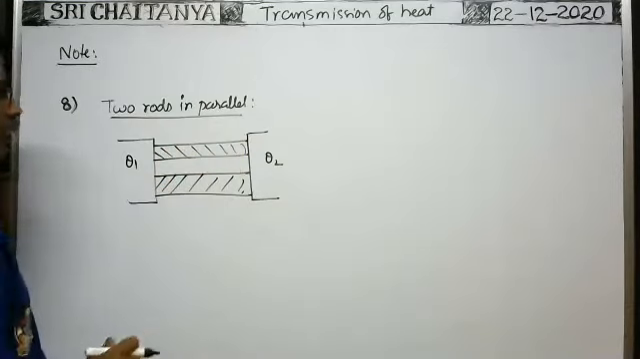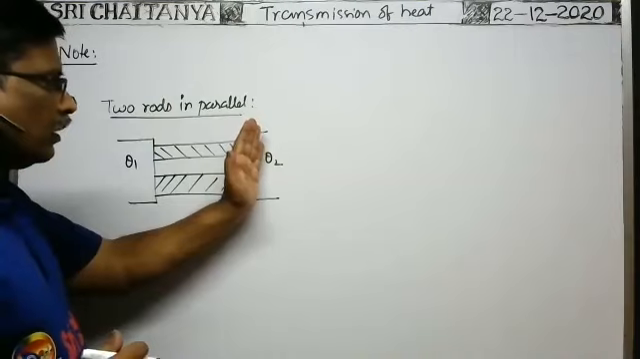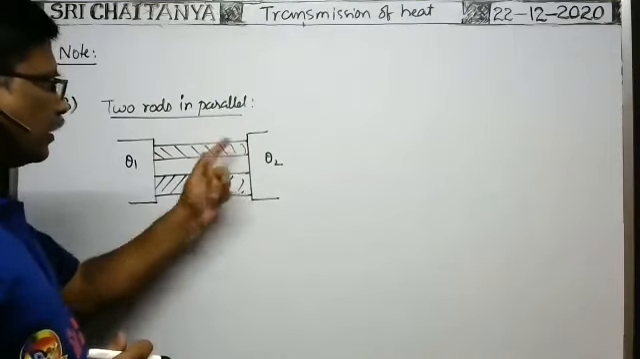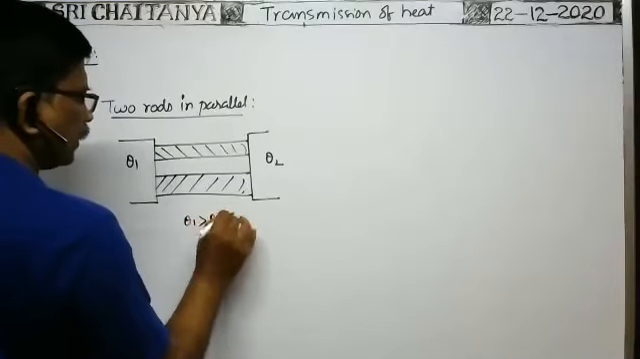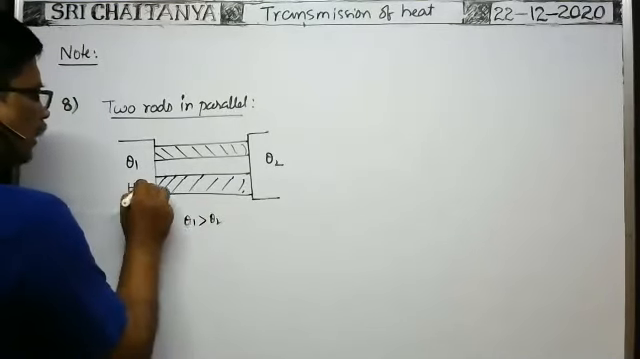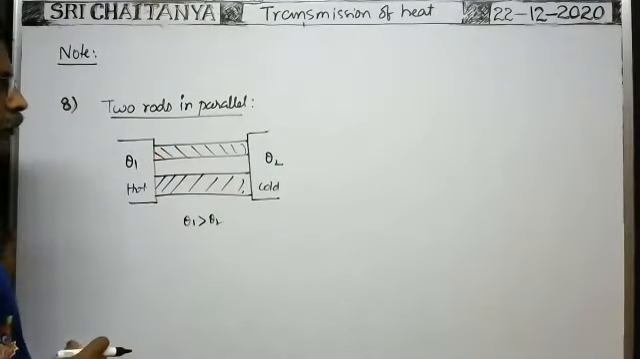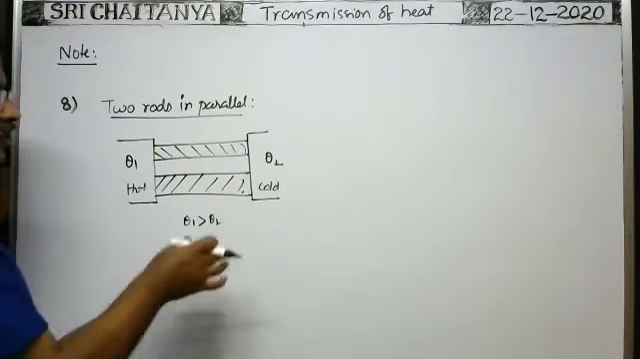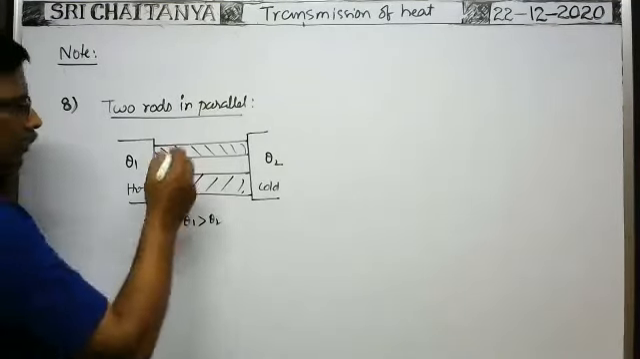As these two rods are connected between two temperature sources only, the temperature difference across both rods is the same. Temperature theta 1 is greater than theta 2; one end is hot and the other is cold. That's why the temperature difference across the two rods remains the same. Whenever two rods are joined such that the temperature difference across them is the same, they are said to be connected in parallel.